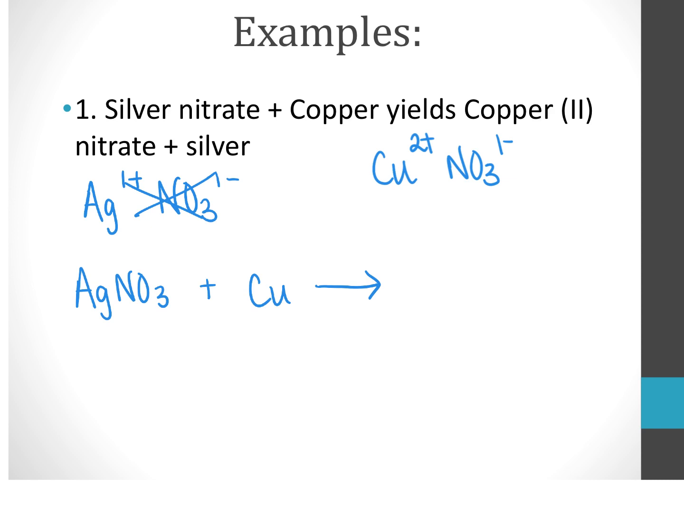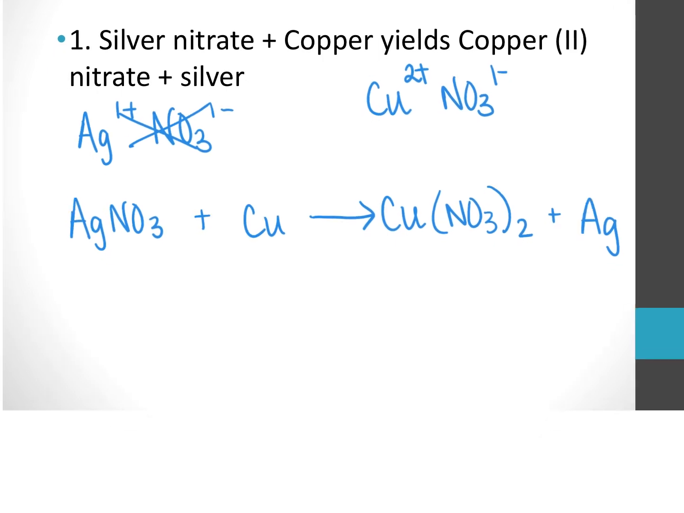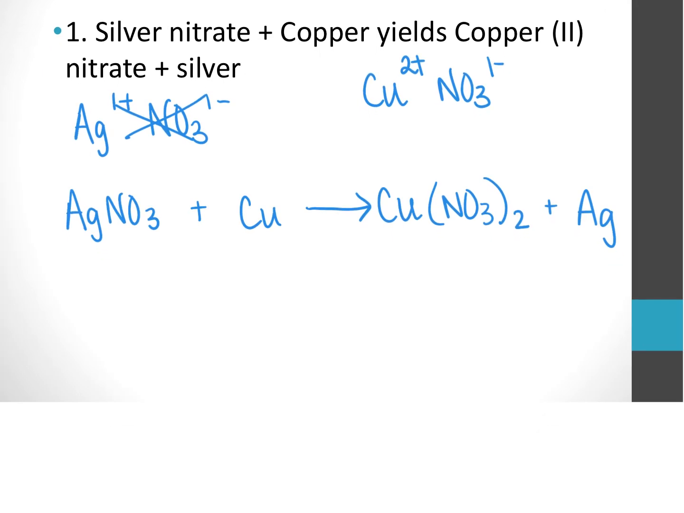Now what do we do? Crisscross. So what does the formula become? You should be getting Cu, NO3 in parentheses 2. Okay, and then finally, what's the symbol for silver? Okay, Ag. Okay, so this is step 1. You just have to get those formulas correct. Okay. Then we're going to balance.